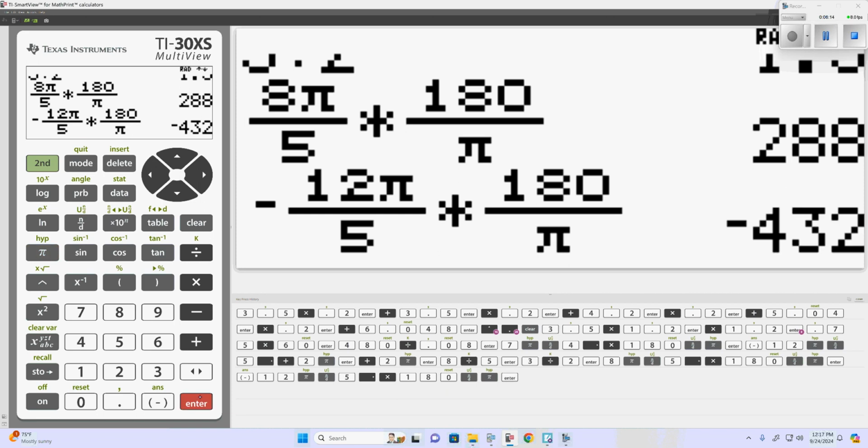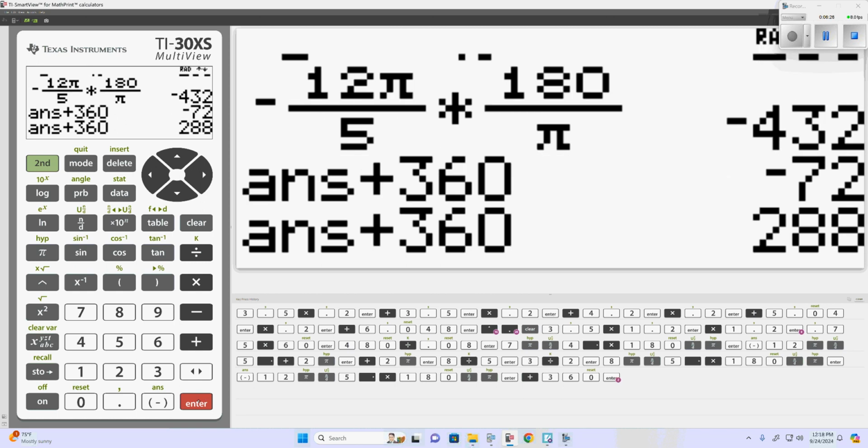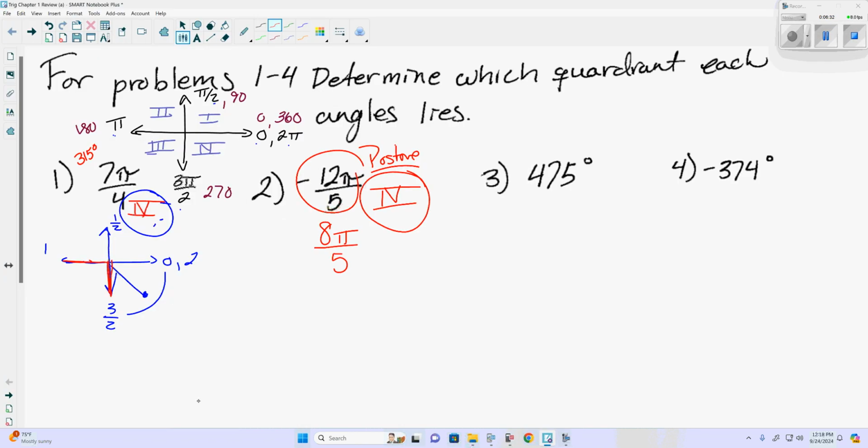Now, we could have started this problem off and turned it straight into degrees, which is negative 432 degrees, at which point we would add 360 to it. Still negative, add it again, 288 degrees, that is in quadrant 4. So there's nothing that says that we have to keep radians in radian measures. We can convert it to degrees and then find its quadrant.